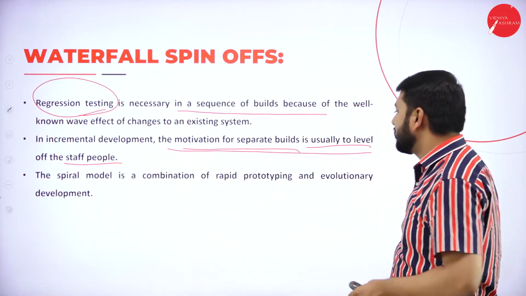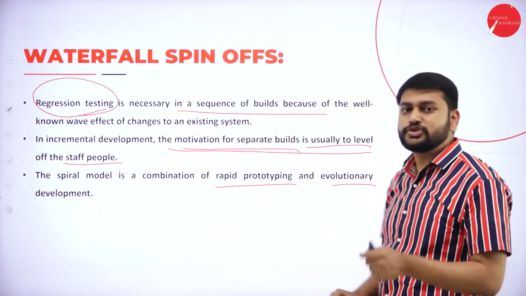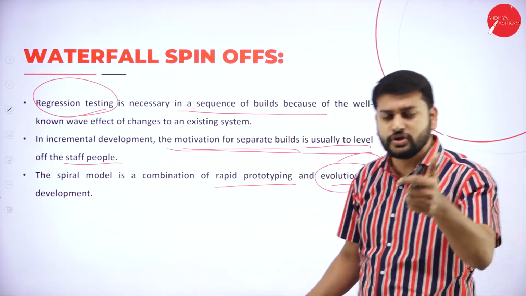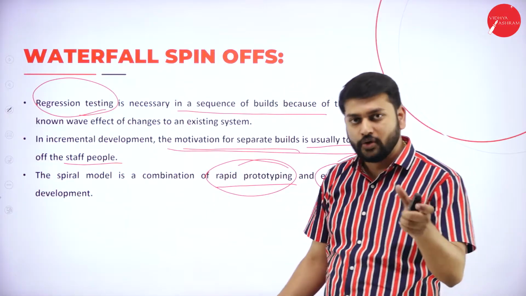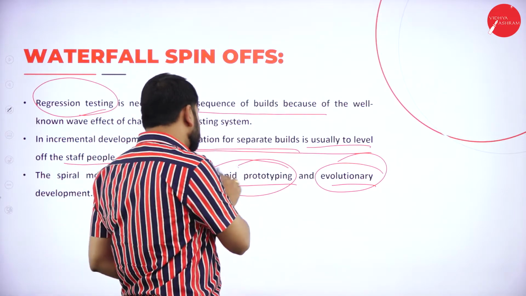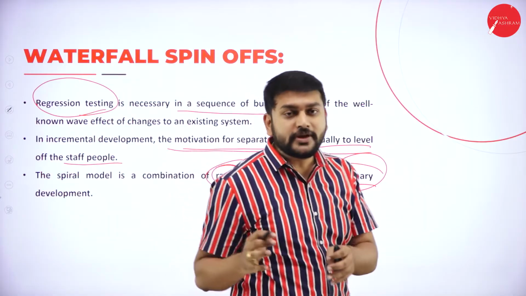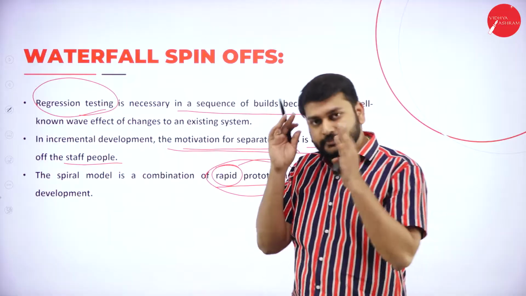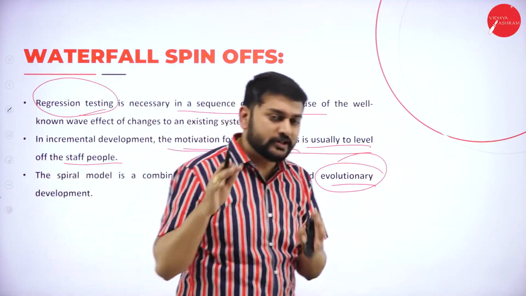A spiral model is a combination of rapid prototyping and evolutionary development. This is one of the important things. You all know what evolutionary is, version to version. But what is rapid prototyping? Rapid means very quick and fast. Prototyping means you are making a similar model, but it's not exactly the software. That's what we call prototyping.